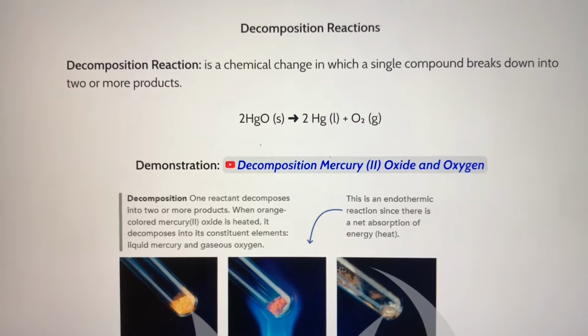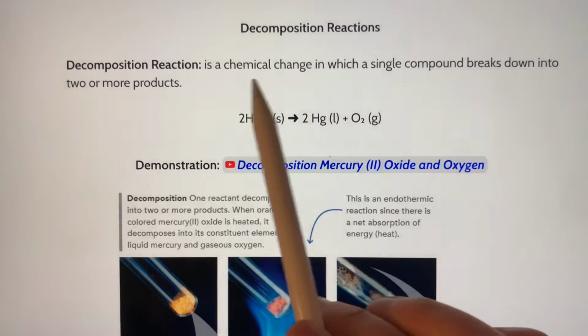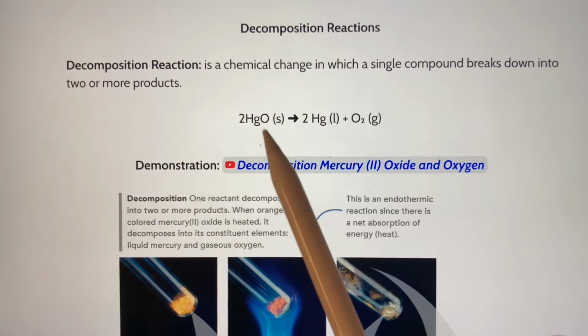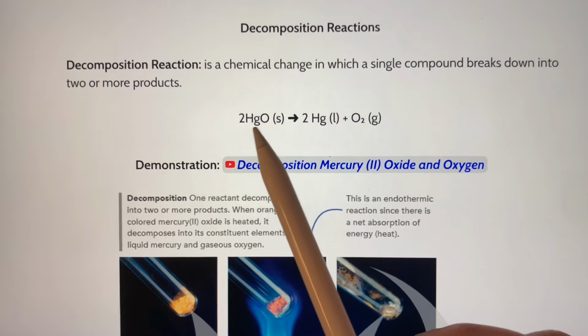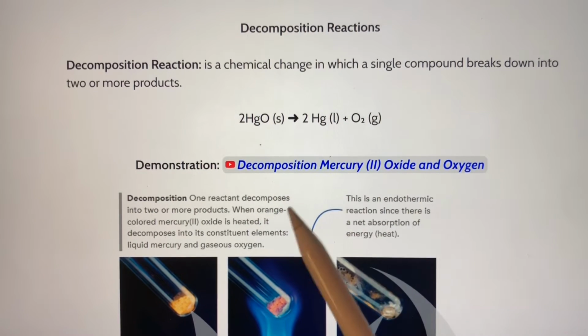I'm Mr. Fland. We're going to be discussing decomposition reactions today. This is the second of the 5 types that we're going to be discussing. Before, we talked about combination reactions, and decomposition reactions are the opposite of that. A decomposition reaction is a chemical change in which a single compound breaks down into 2 or more products. So in this example, we have mercury(II) oxide, and it's decomposing into mercury and oxygen gas.